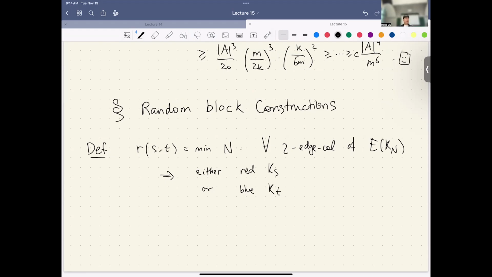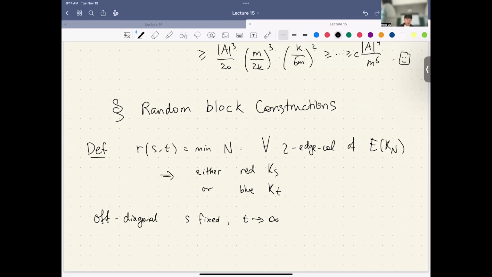Okay. Today we're going to talk about off-diagonal Ramsey. Off-diagonal means s and t are not the same. Let's talk about off-diagonal, meaning s is fixed while t goes to infinity.